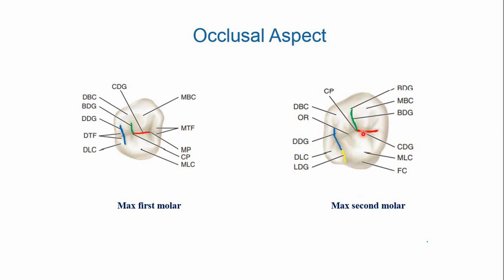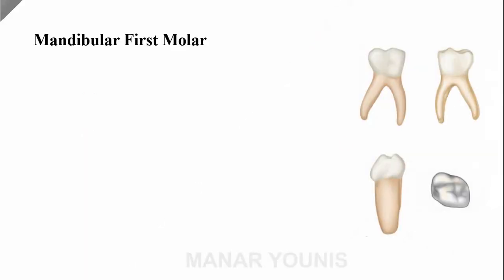Moving to the maxillary second, 4 cusps can be seen: mesiobuccal, distobuccal, mesiolingual, which is the largest, and distolingual, in addition to the 5th cusp. There are the central groove, the buccal developmental groove, the distal developmental groove, and the lingual developmental groove. The oblique ridge is prominent, but it's not quite oblique. It's rather straight compared with the permanent maxillary first molar.